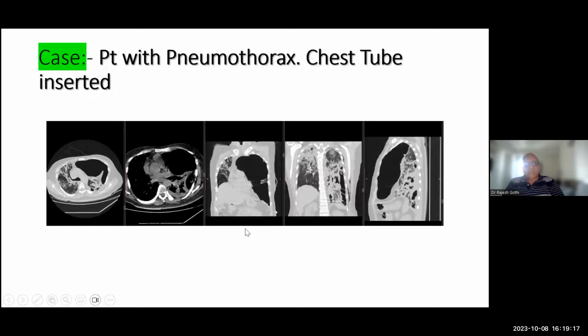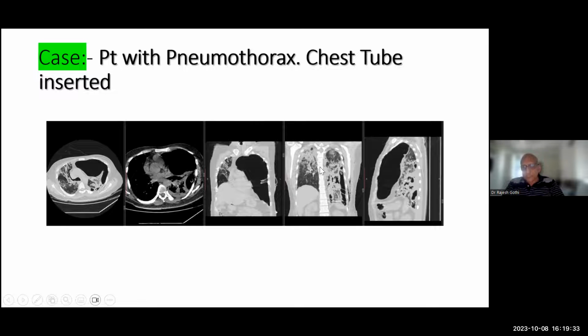Now, very often we get these kind of cases. Patients have pneumothorax and a chest tube is inserted. So when we are looking at the scans, we can't see the chest tube. This is the anterior part of the chest with a pneumothorax. This is a collapsed lung. And so where is the chest tube?